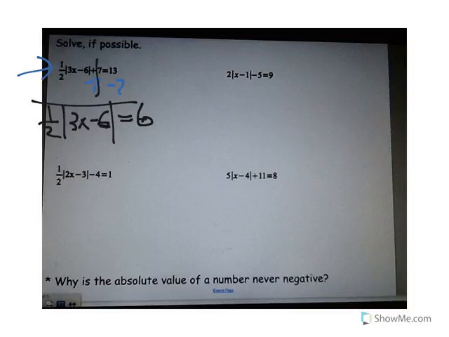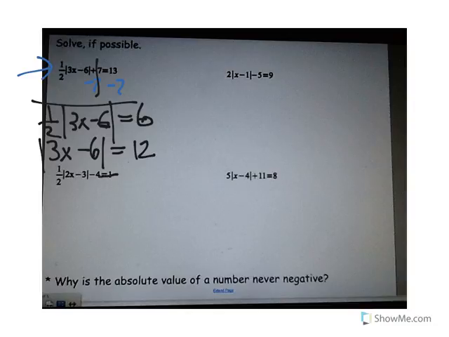So now I need to go ahead and get rid of this 1/2. The easiest way of doing that is multiplying everything by 2, because then I'll end up with 1 over 1 on this side. So when I multiply this by 2, I'm going to end up with 3x in absolute value still, minus 6 is equal to 12.